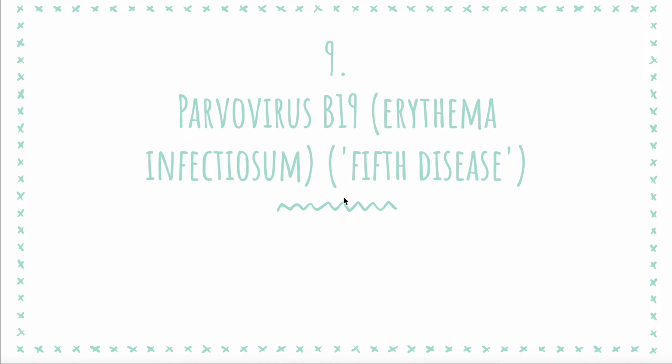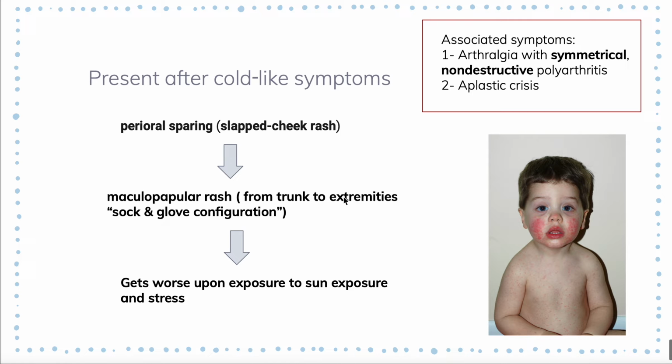So this is very easy to recognize, and it's a very clear entity. Usually they come with cold-like symptoms such as low-grade fever, headache, nausea, and vomiting. And then they present with a slapped cheek rash. As you can see in the picture here, I remember they put this photo in the exam. So they come with a slapped cheek rash, and it's usually sparing the perioral area. So this is spared usually.